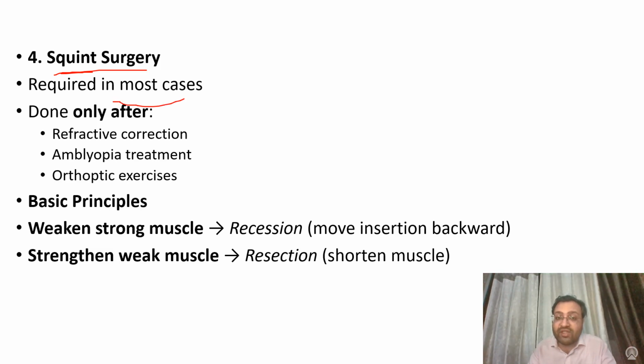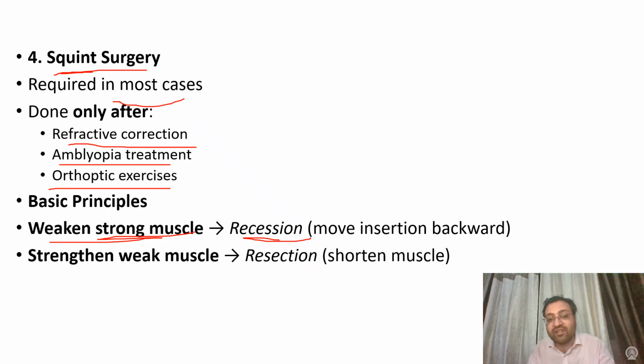It is done only after the refractive error correction, and if any residual amblyopia is present, we need to treat it and decrease the suppression by the use of orthoptic exercises and improve the binocular single vision, because otherwise after squint surgery there could be diplopia. So what are the basic principles? We have to weaken the strong muscle, that is the recession. In recession we don't cut the muscle, we just move the insertion of the muscle backwards.